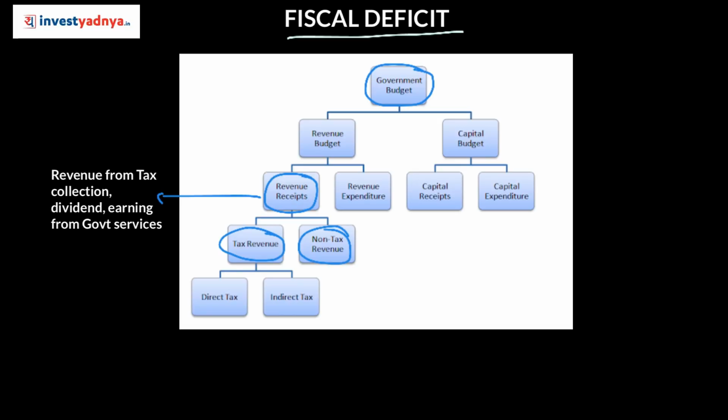The second type of income source of the government is capital receipts. These are the earnings made by the government which create liabilities, such as borrowings from the public in the form of PPF, small saving deposits, National Pension Scheme, etc. Or they can also reduce assets, like divesting stake in a particular government company, called disinvestment, or recovering loans made to state governments. So these are all called capital receipts.